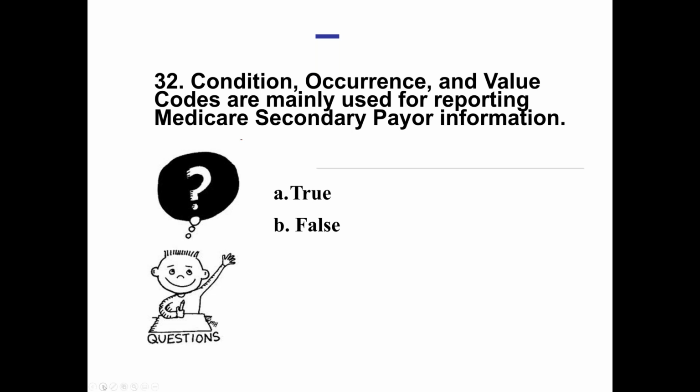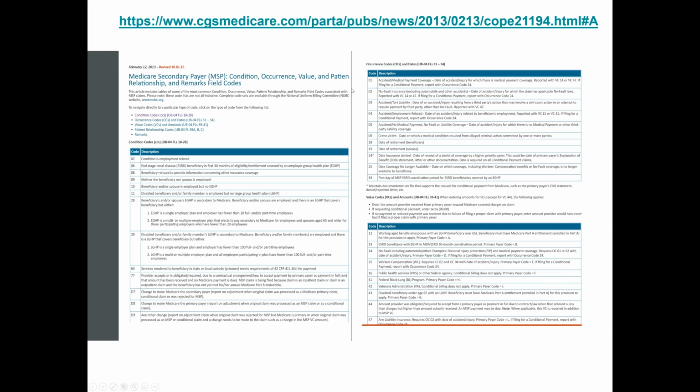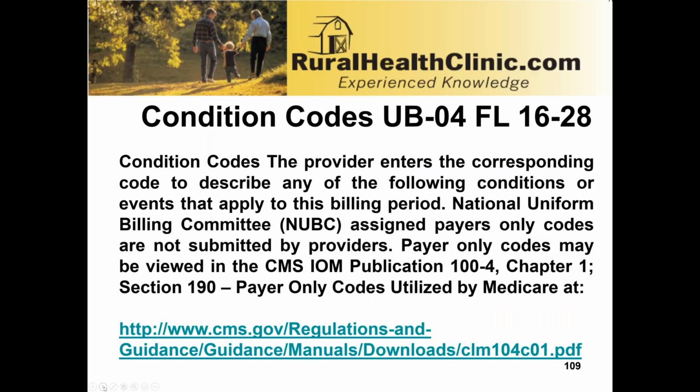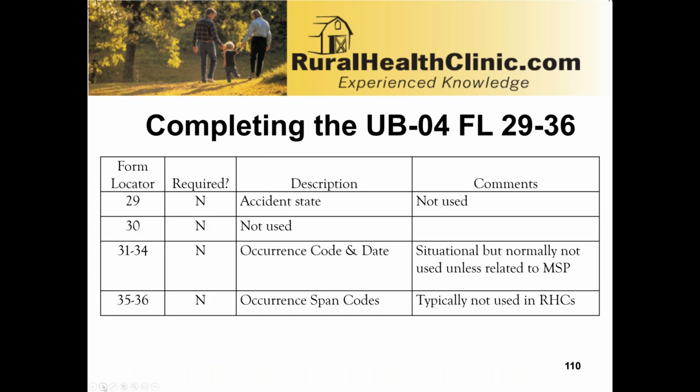All right, perfect. Okay, let's see here. Let's go ahead, and this is something from CGS that is really good. It has all the condition codes, the occurrence codes, and all the value codes in one place. So you guys can find those when you need to look those up. And then there's where the condition codes are as well. Lots of resources for your condition codes there. And then continue on.